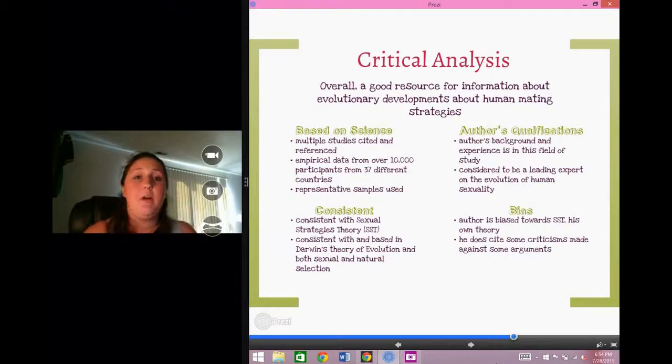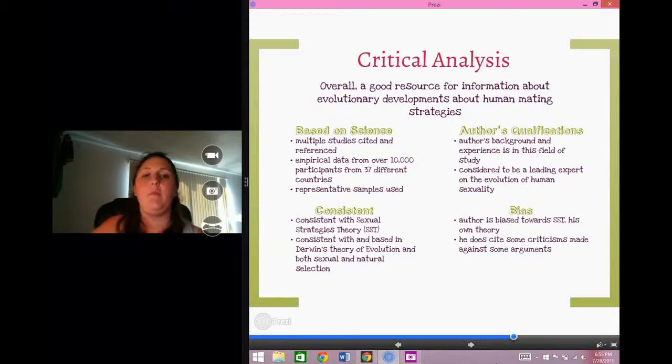But moving on to my critical analysis of the book. Overall, I thought it was a good resource for information on human evolutionary developments and our mating strategies. I thought it was a really good source of that information. One, it's based on science. Dr. Buss references many different studies in the book, and he uses his own research as well. As I said earlier, it's empirical data from over 10,000 participants from 37 different countries, and representative samples are used.